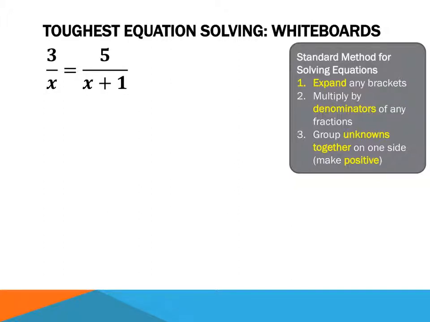So here you can either go for Reihand's technique of cross multiplying, or you can do it step by step, multiplying by x and then by x plus 1. Pause the video and have a go at this now.